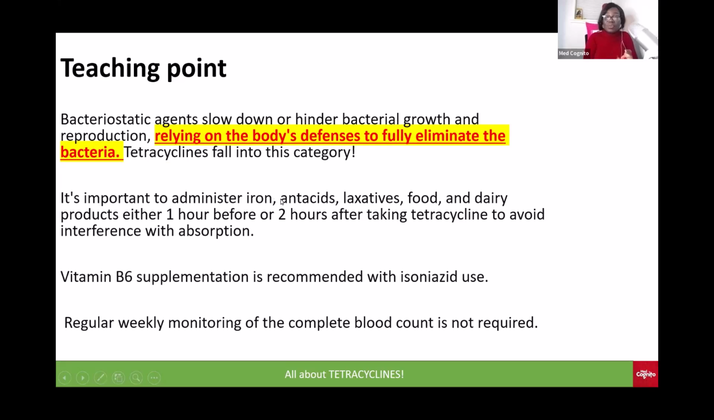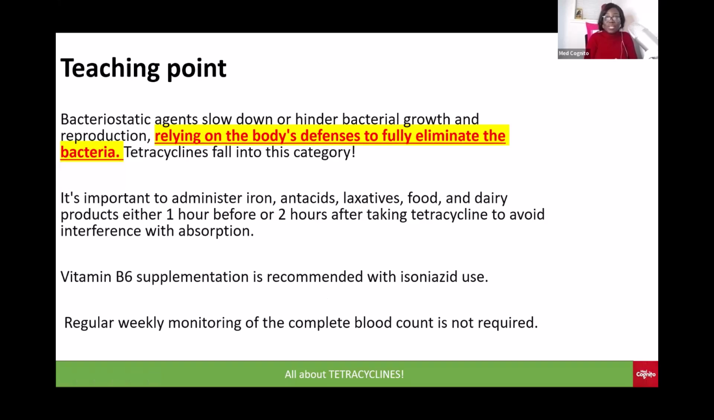So it's important to administer iron, antacids, laxatives, food, and dairy products either 1 hour before or 2 hours after taking tetracycline to avoid interference with absorption. And vitamin B6 supplementation is recommended with isoniazid use, not with tetracycline. And for the last option, regular weekly monitoring of the complete blood count is not required because it's not causing any changes in the complete blood count profile.